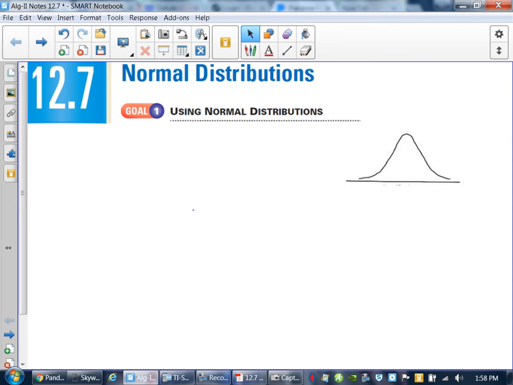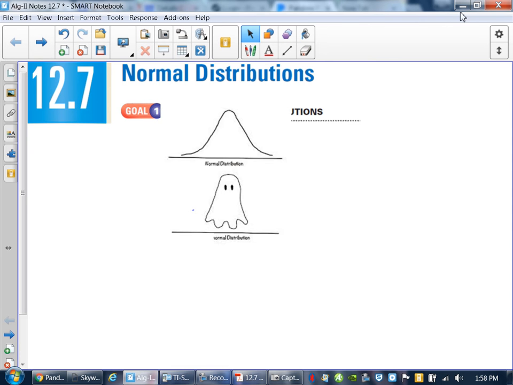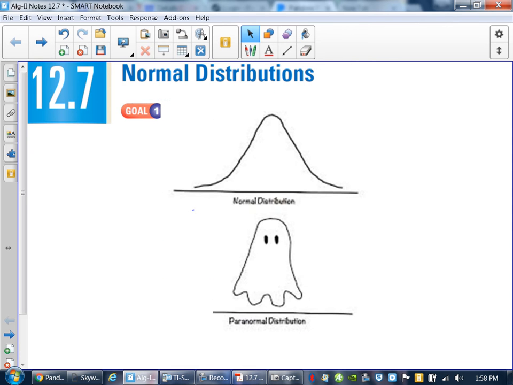And then you also have to remember that you have normal distribution, and you can also have what's called paranormal distribution. So it's not real. I see what you did there. No, but it is a question. Paranormal distribution is demographic. Exactly.